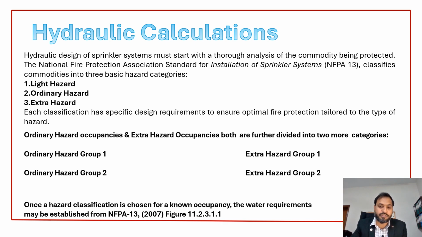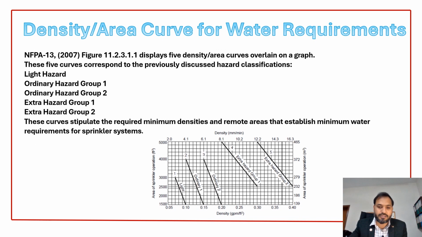We will discuss this figure. NFPA 13 displays 5 density-area curves on a graph, numbered 1, 2, 3, 4 and 5. Basically, the 5 curves correspond to the previously discussed hazard classifications: light hazard, ordinary hazard group 1, ordinary hazard group 2, extra hazard group 1 and extra hazard group 2. These curves stipulate the required minimum densities and remote areas that establish the minimum water requirement for the sprinkler system.